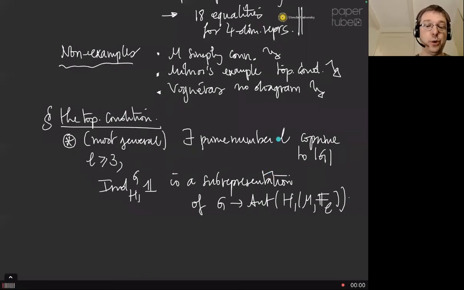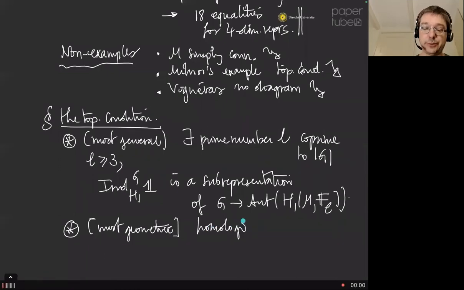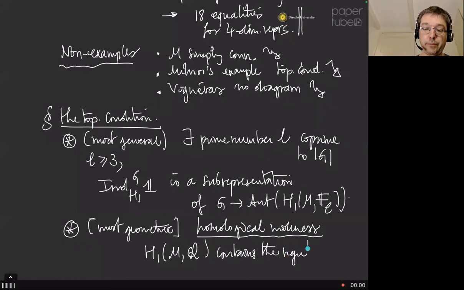You will see later why this happens, but what I wanted to promote here almost is not the most general, but the most geometric version. So the most geometric version of this is something we call homological whiteness. It's the inverse of homological triviality. It says that this representation, but in characteristic 0, so just over Q, this contains the regular representation of G. So that's something very concrete.